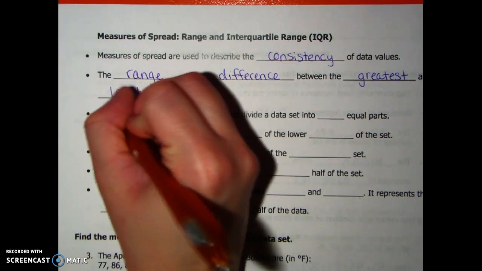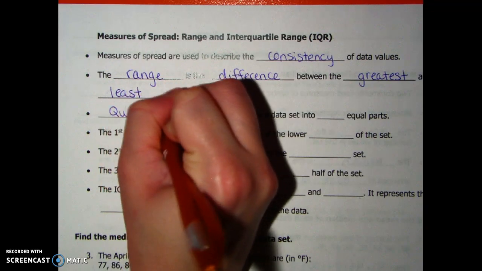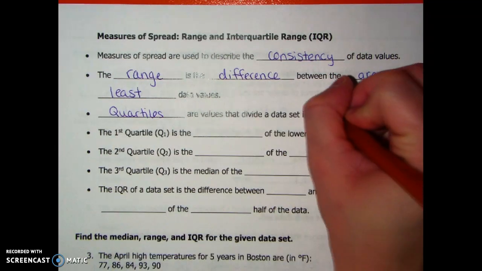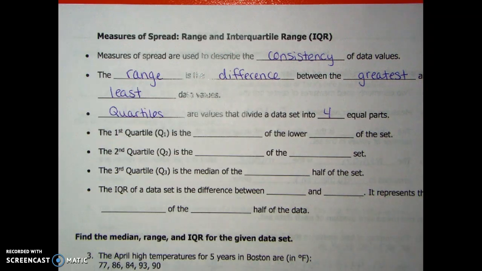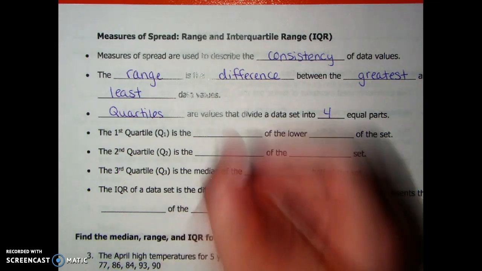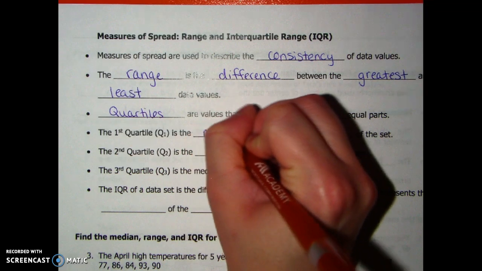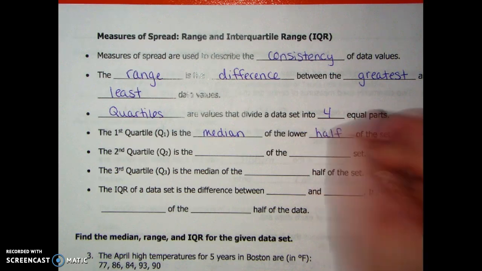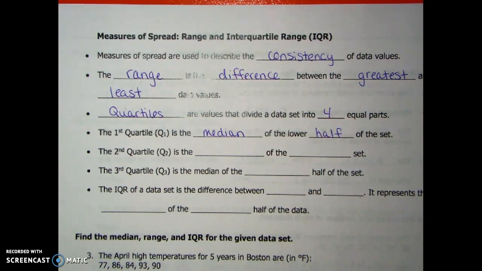And quartiles are values that divide a data set into four equal parts. Quartile, that means 4. So it divides it into 4 equal parts. It puts it into quarters, if you will. The first quartile is the median of the lower half of the set. So you would find the median of the whole set, and then you would find the median of that lower half. And I will show you what that means in the examples below.